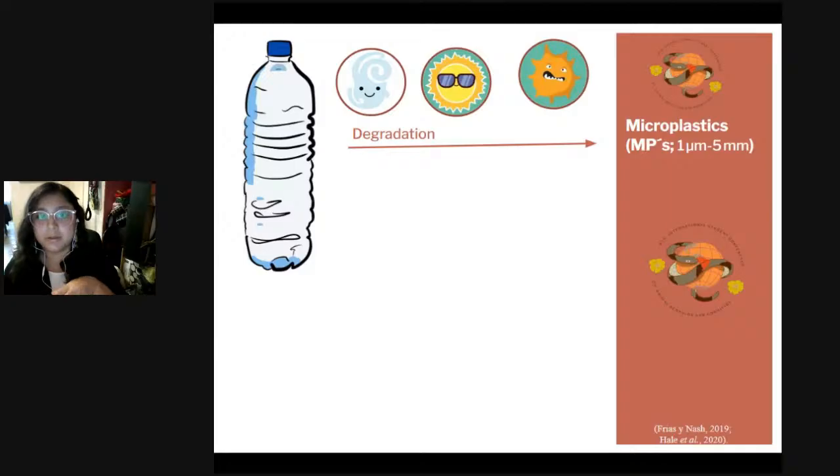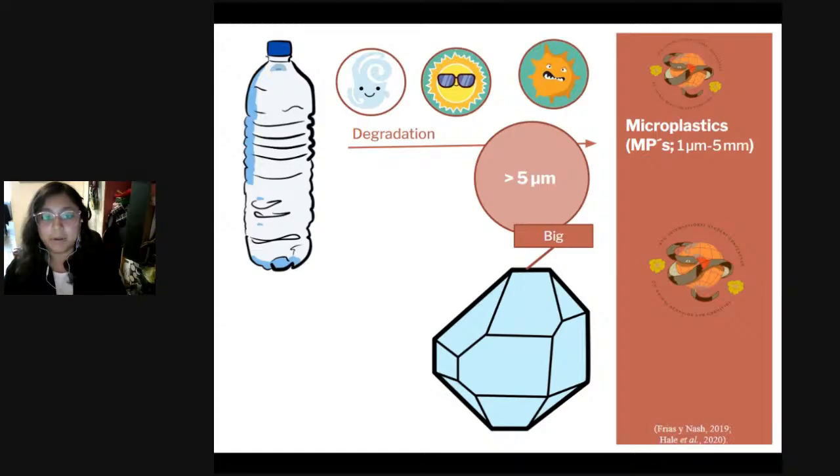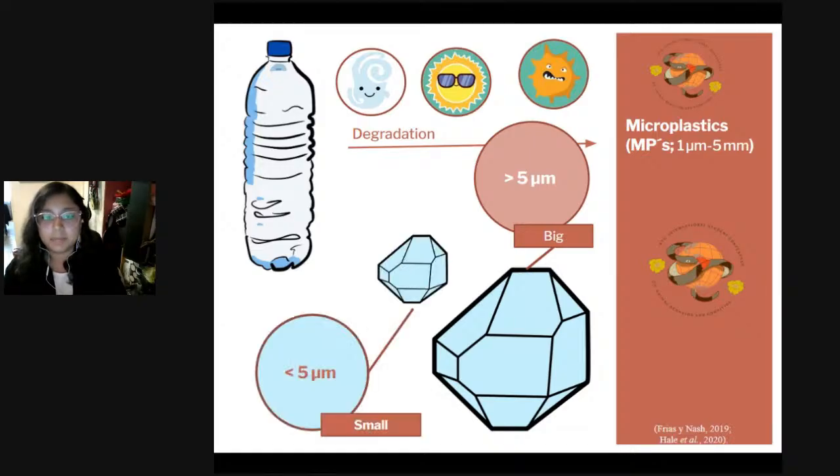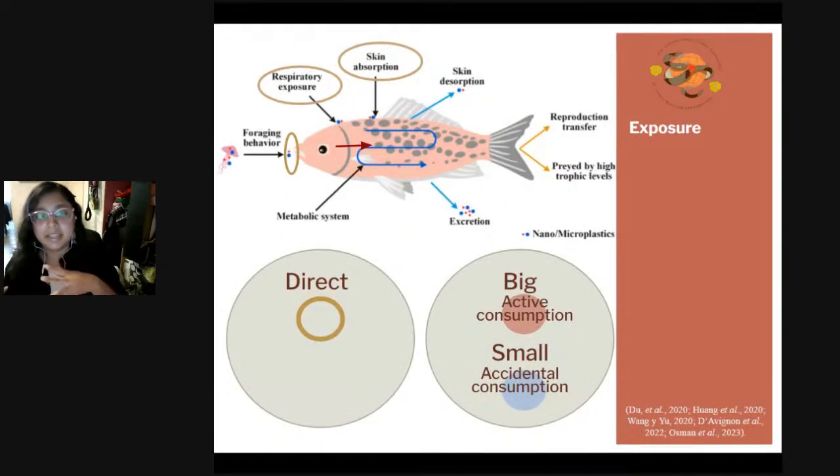Microplastics are then small pieces of plastic from 1 micrometer to 5 millimeters in size and can be divided into two big groups: big microplastics that are above 5 micrometers and small microplastics that are below 5 micrometers. And these microplastics that are in the environment are now available for the organisms that live there. I'm going to talk especially about aquatic organisms with emphasis on fish.